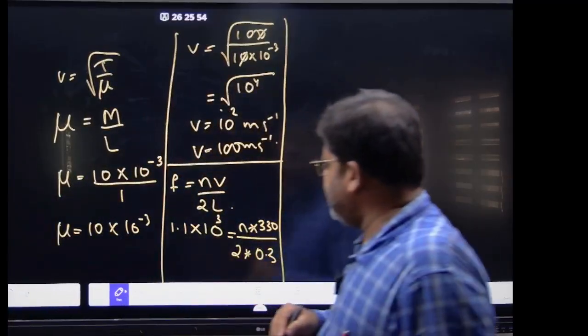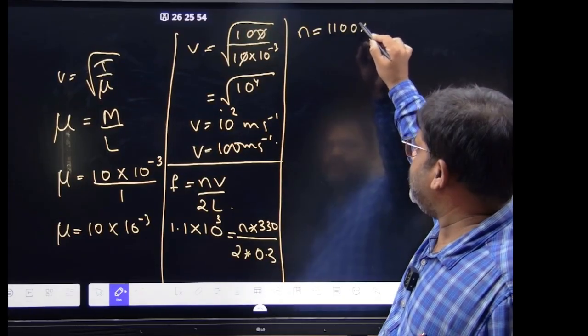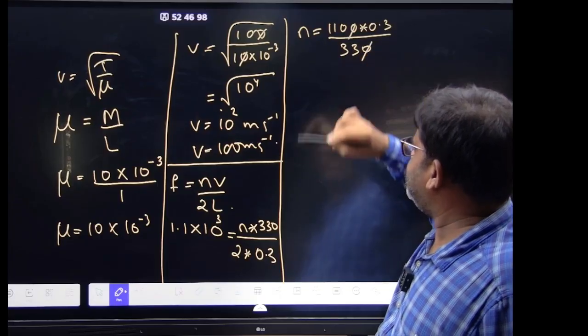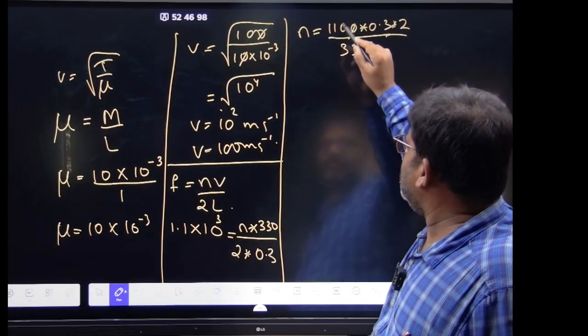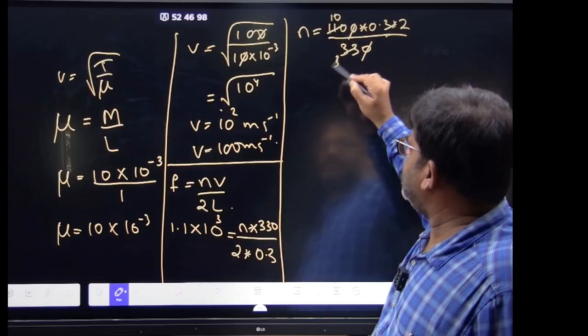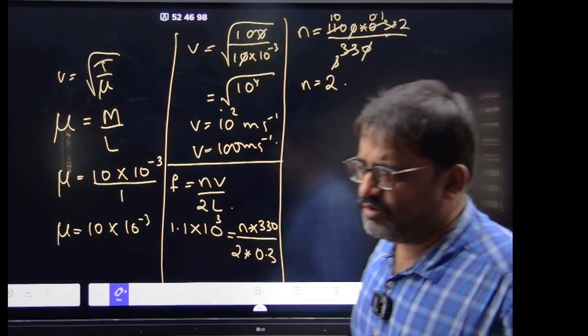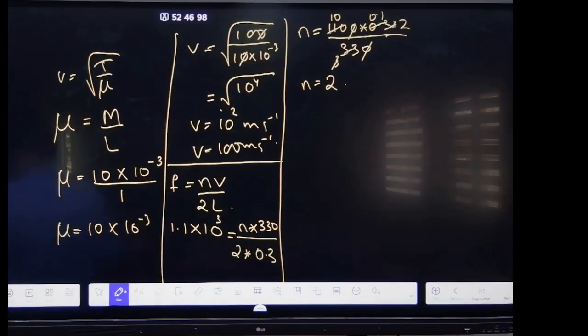So now we can write n equal to 1100 into 0.3 divided by 330. Cancel this off, of course the 2 will remain here. So n is equal to 10 into 0.1 into 2. That gives n equal to 2. So the right option is the third option. Verified. Correct. Very good.